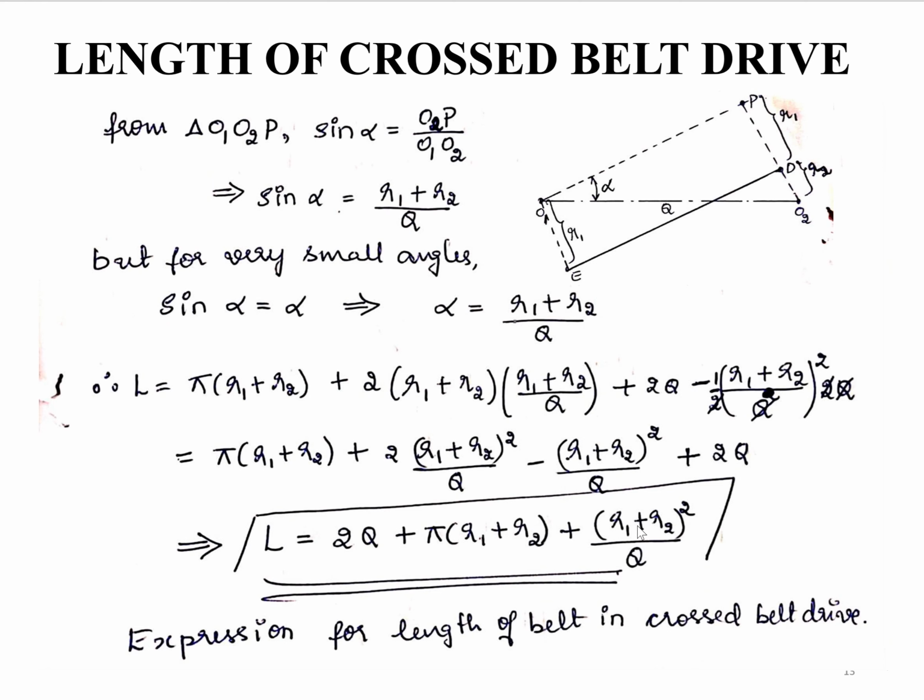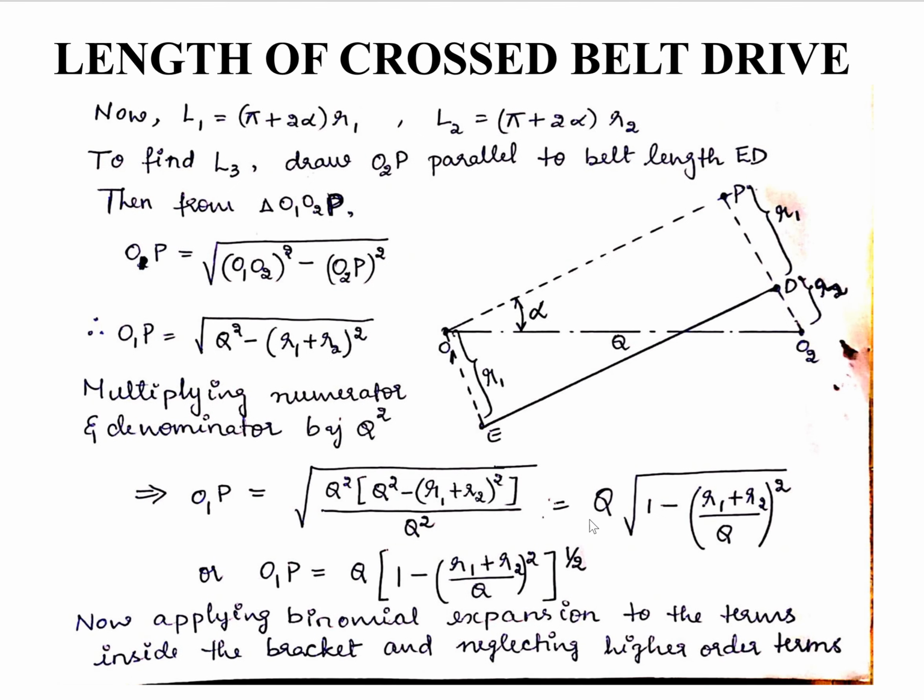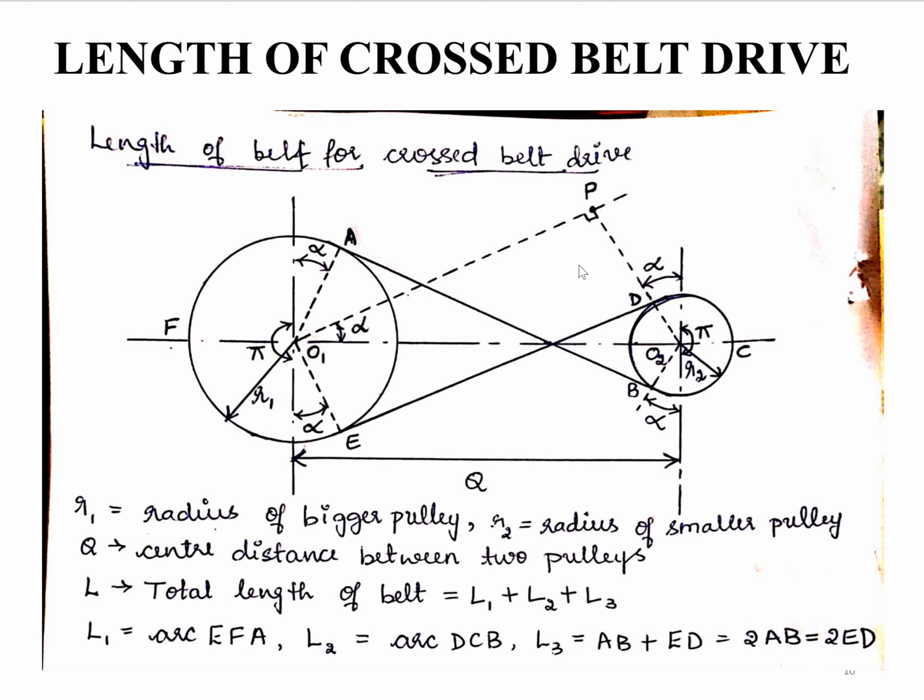Why we are getting a plus here is because the length will be such that in both the cases the alpha will be added. In both the cases we will have a plus alpha. So it has a more contact area. Here in this case it has a more contact area. Okay guys.